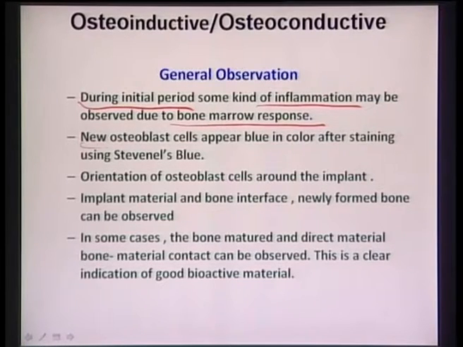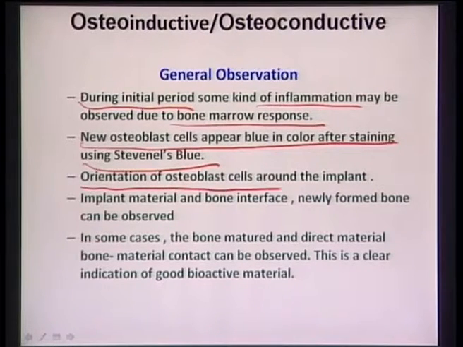And new osteoblast cells appear blue in color after staining using Stevenel's blue, and you also have to see what is the orientation of the osteoblast cells around the implant. Osteoblast cells are not like epidermis cell lines, lined up one after the other. They are like connective tissue cells, dispersed in the extracellular matrix, with a lot of distance between these 2 or 3 osteoblast cells.